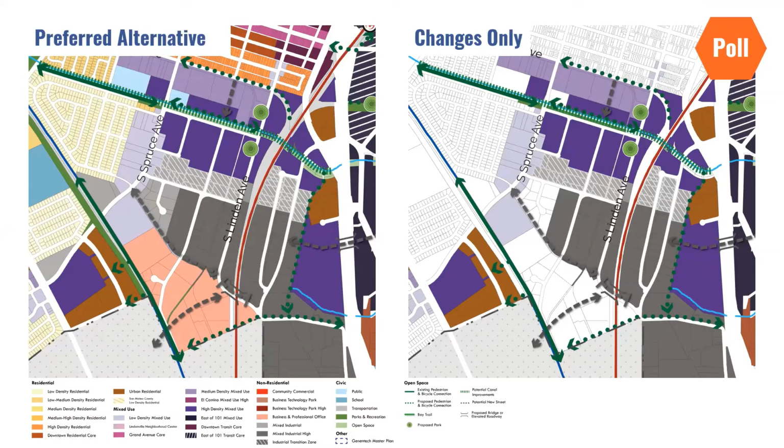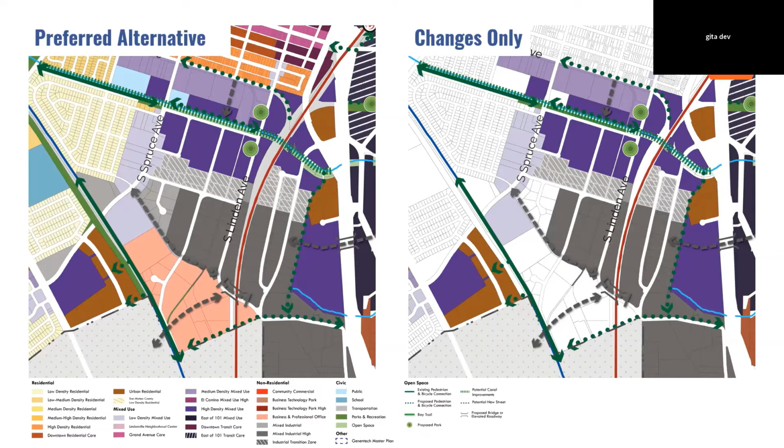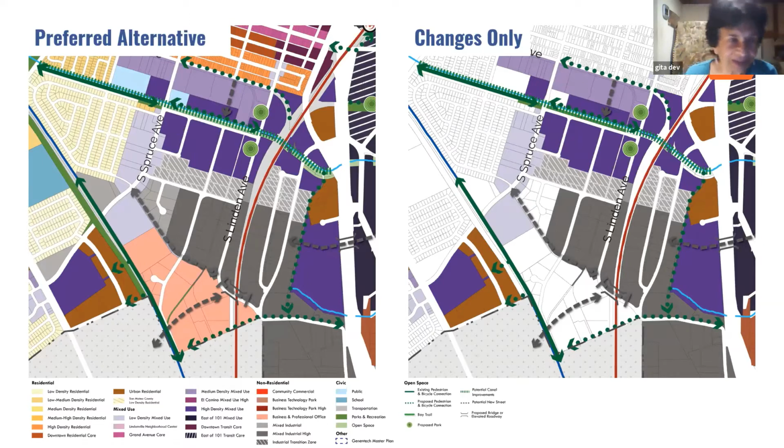I do want to emphasize that I really like the graphics, but it is hard when you ask us, do you like the preferred alternative and the changes? It's hard to know because it's hard to tell from the diagrams how significant the changes are. We can tell there's changes, but we can't tell what the change is. Okay, thanks, Gita. It's just a difficult poll at that point. Thank you.